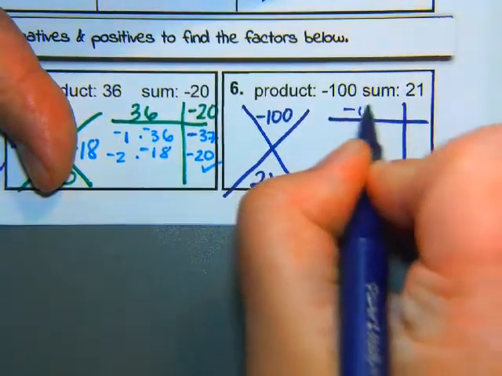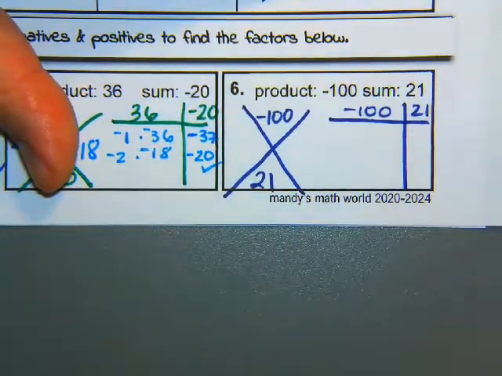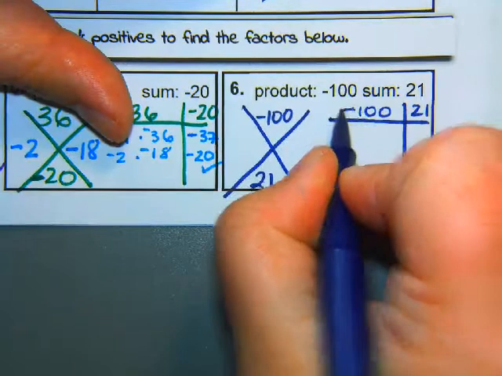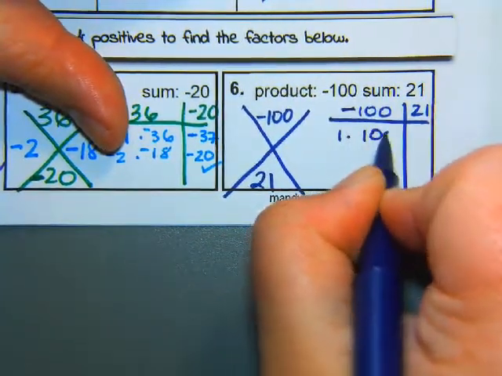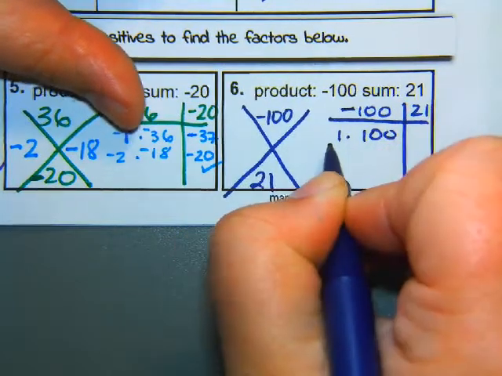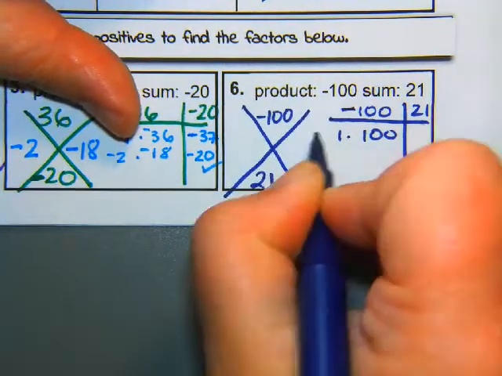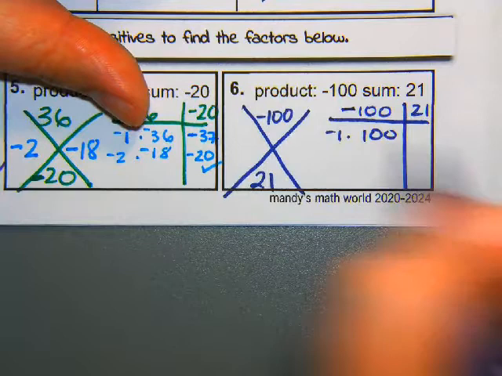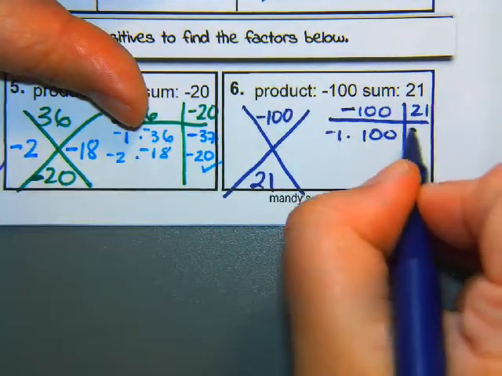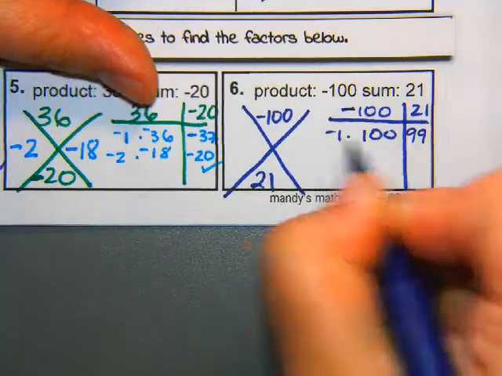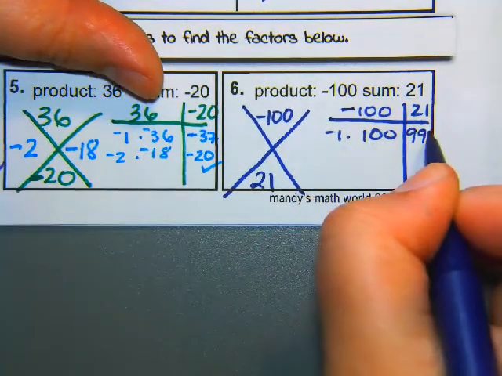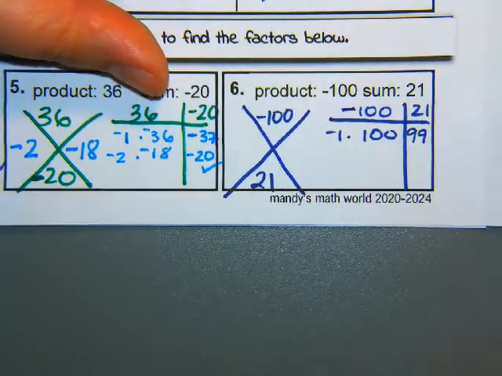So I have negative 100 and 21. Okay, so remember, 1 will be negative. So I have 1 times 100. Now, if I want them to add to a positive, the smaller has to be negative. Because now, when I add them, it will be positive 99. You don't want to get a negative number, so you make the smaller one negative, which is not 21, so that doesn't help.